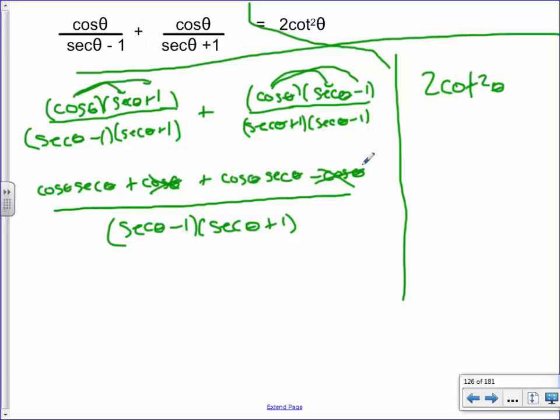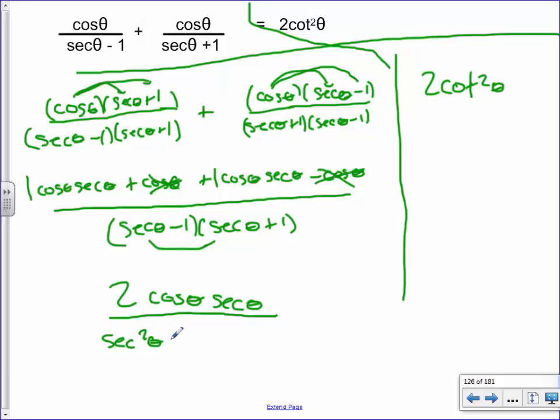You are left with 2 cosine secants. Because there's one of them right here and one of them right here, so now there's 2 of them total. On the other hand, down on the bottom, technically the bottom of this thing could also FOIL out. I'm going to try to save some room by just doing it in my head. This one times this one will give me a secant squared. And this one times this one will give me a negative 1. Because what you'd get here is a negative secant and a positive secant. So I'm just going to skip that step.